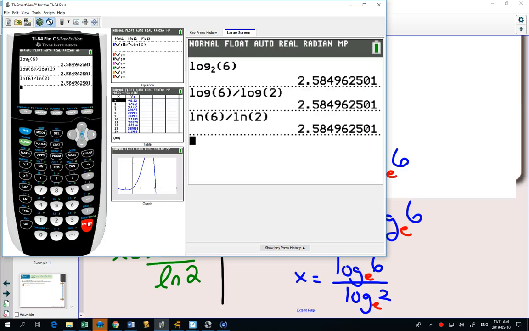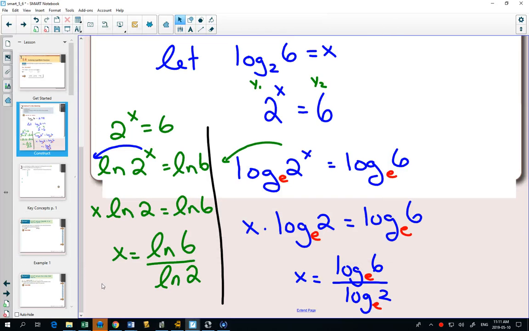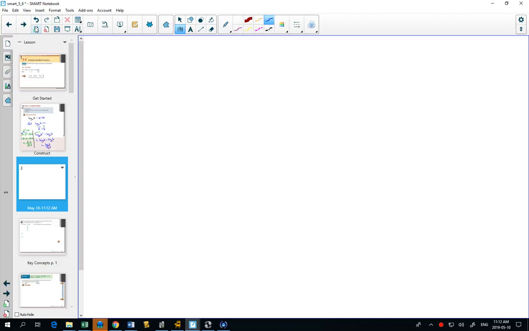Now, because we could do this with any log, okay? Start a new page here. Let's say you want to find out what log base 3 of 5 is, so you let log base 3 of 5 equal x. You can always change that to exponential form.